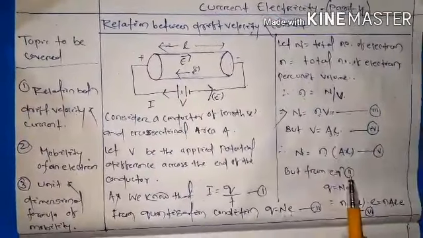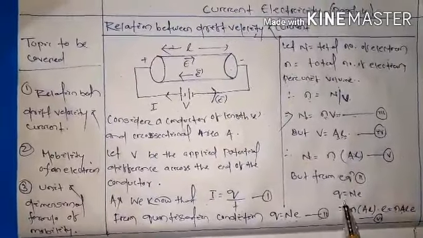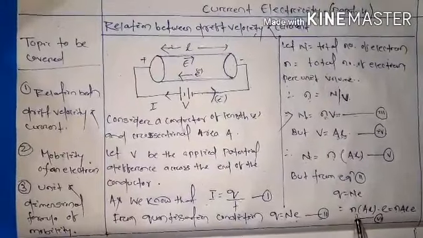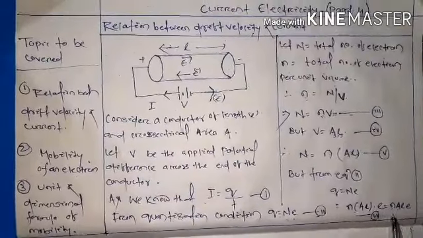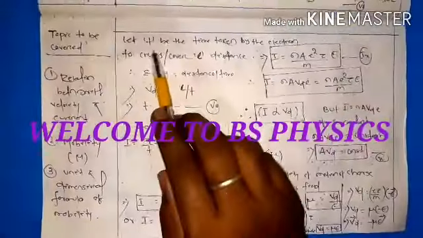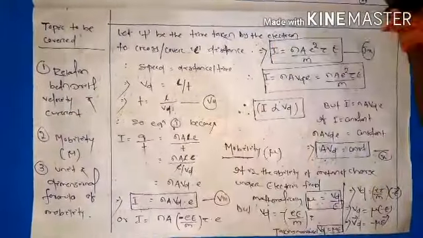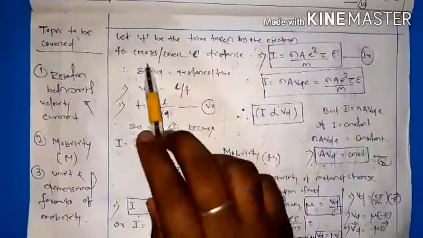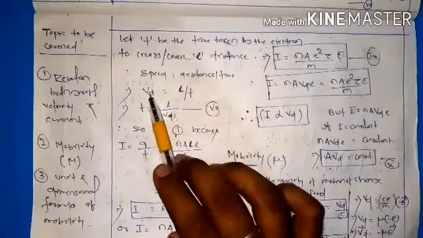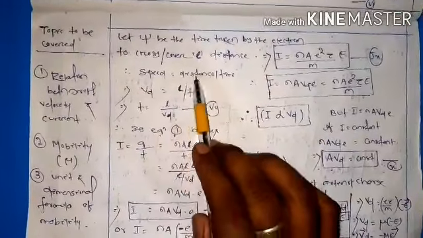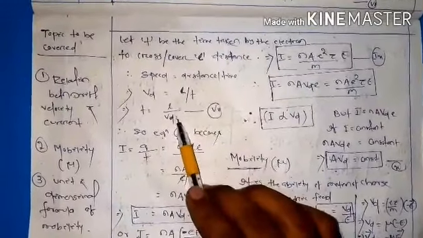So from equation 2, Q is equal to Ne, putting the value of N, Q is equal to nALe. So Q is equal to nALe. Let T be the time taken by the electron to cover the distance L, the length of the conductor. Speed is equal to distance by time. Speed Vd, that is drift speed, is equal to distance L by time T. So T is equal to L by Vd.